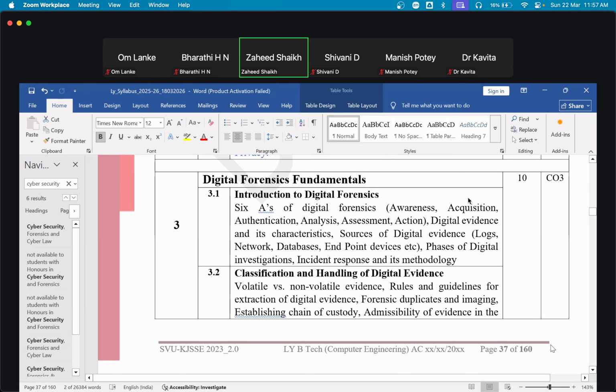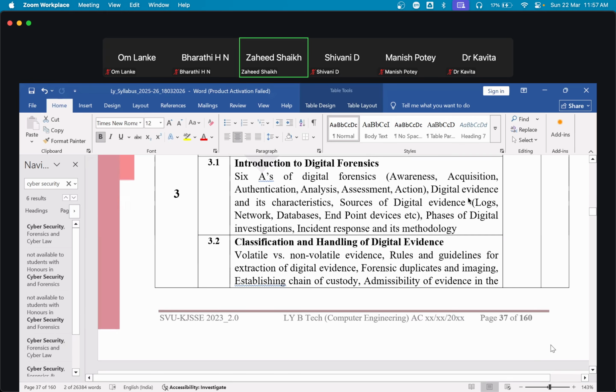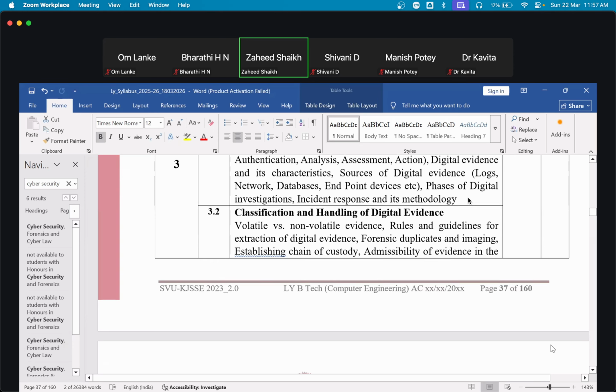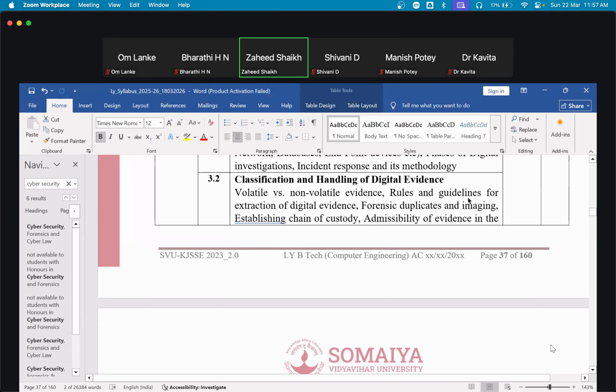What are the different channels through which attacks are executed? For that reason, we need to understand incident response and the methodology for its operations. Further, it talks about classification and handling of digital evidence. So we need to understand what volatile evidence is and what non-volatile evidence is. There are different phases of forensic investigations.